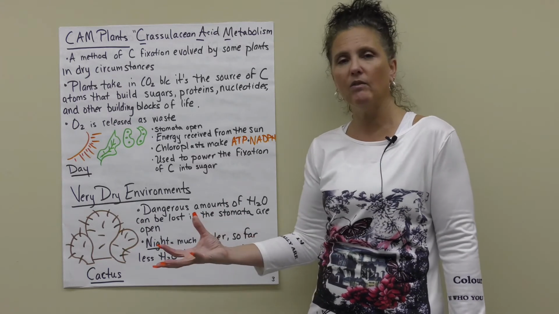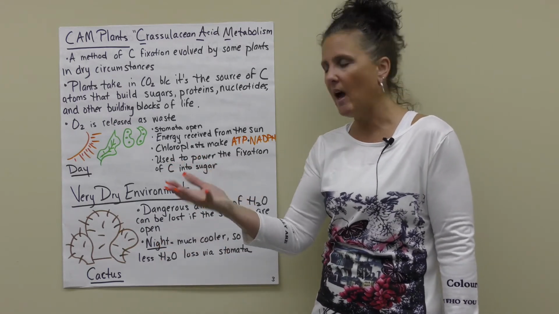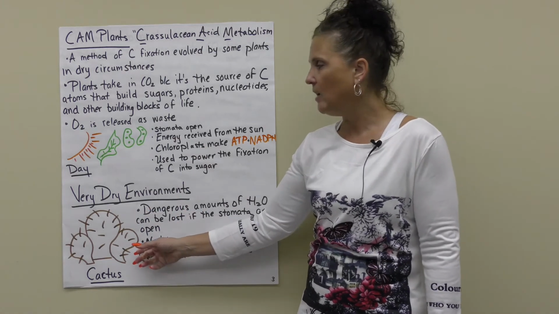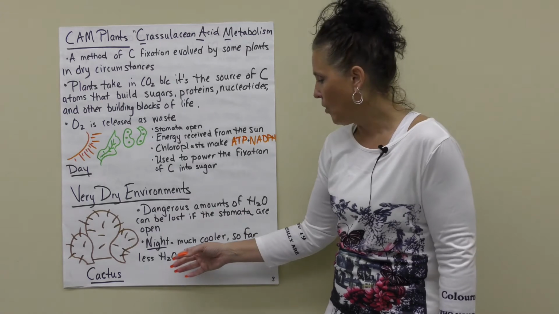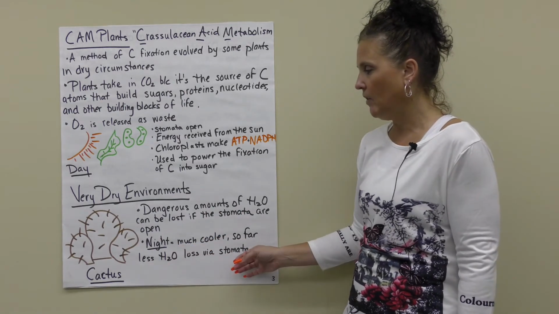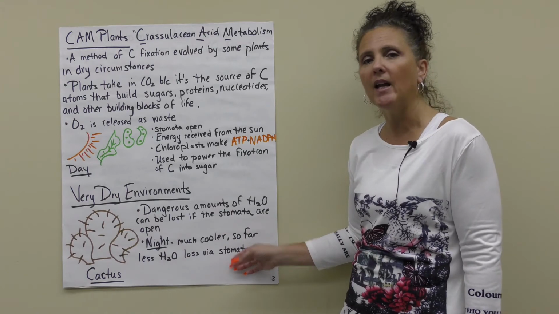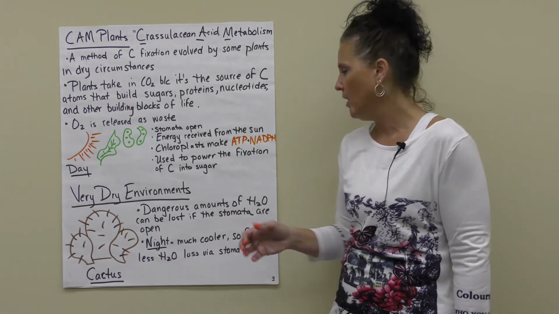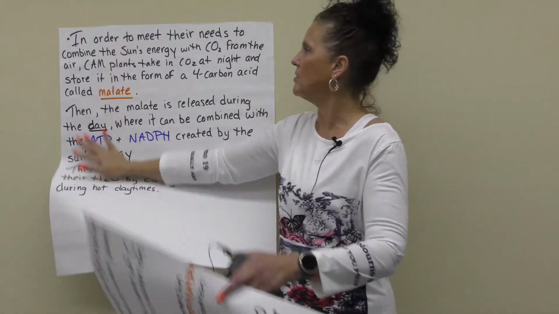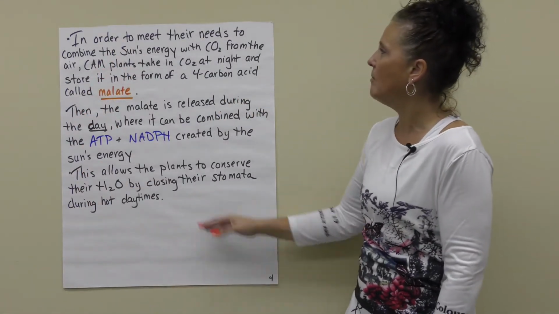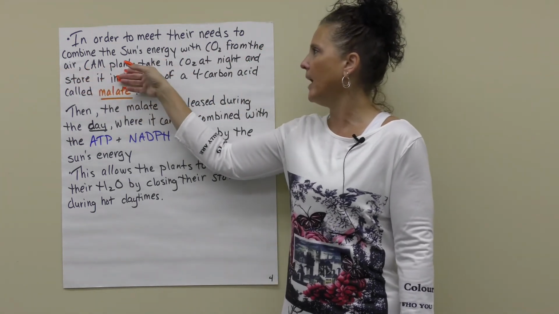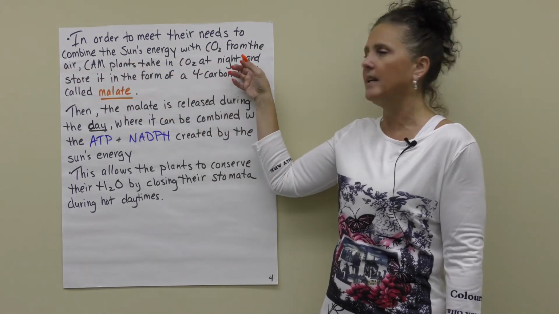So we don't want to leave the stomata open to release that water, so we're going to keep them closed during the day. Then at night, when it's cooler, right, we're going much cooler then, so far less water is lost via those stomata. We can open them at night and we're not losing as much water. And so that's what we need. We're trying to look at that water and where it goes. In order to combine the sun's energy with carbon dioxide from the air, these CAM plants are going to take in their carbon dioxide at night.